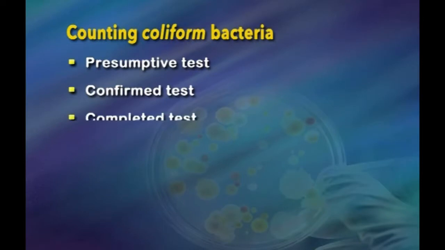Then the final step is the completed test. Cells from an isolated colony on EMB are transferred to an agar slant and again transferred to lactose broth. If acid and gas are again observed and gram-negative rods are found in the slant culture, then the identification of coliform is considered positive.